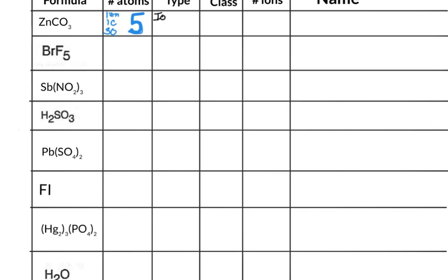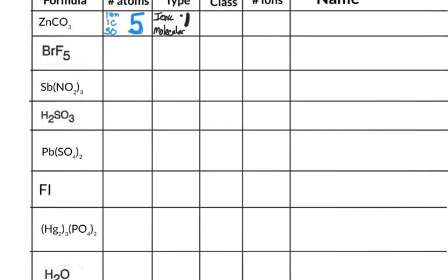So for this, we're going to see what type of compound it is. Is it ionic or molecular? If it's ionic, then we know that we have ions. If it's molecular, the number of ions will be 0. So let's look into this. To decide if it's ionic or molecular, the first thing you should observe is that the first element is a metal. That tells us that this is ionic.